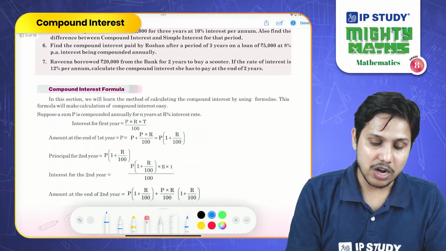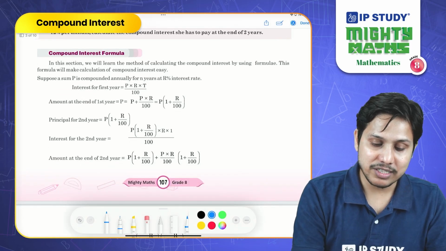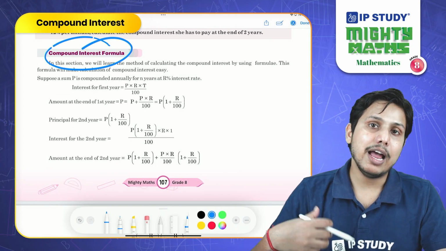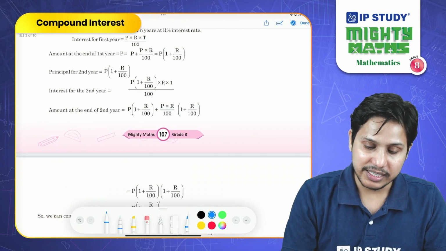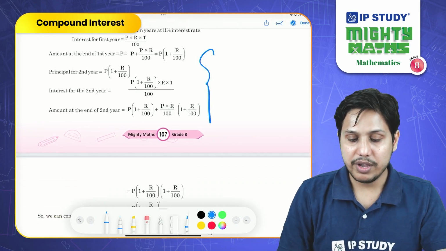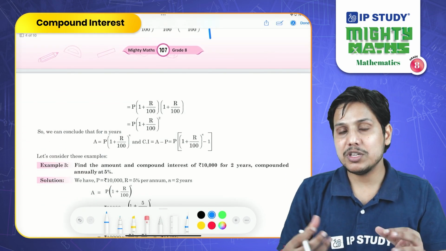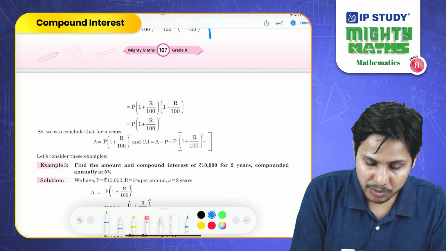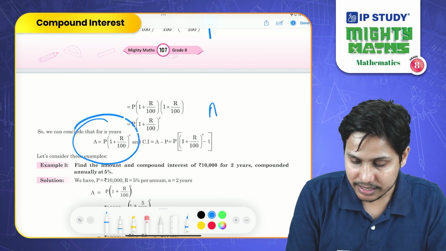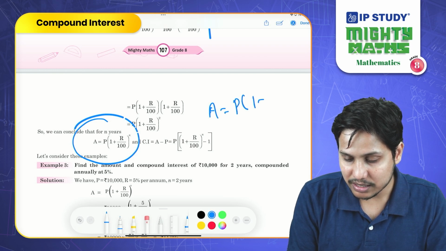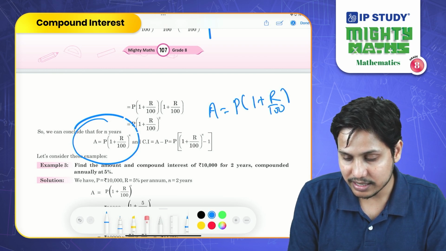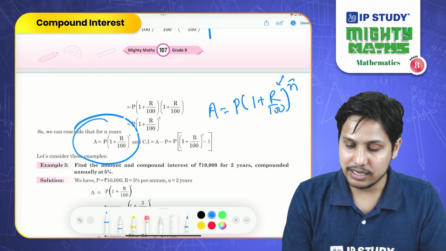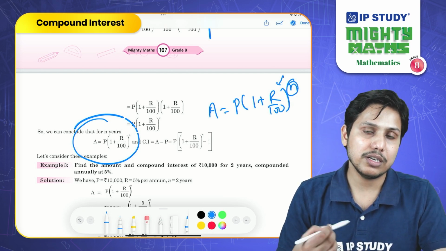Now the second topic is compound interest formula. So instead of finding out simple interest over the year again and again, we can have a direct formula, and the derivation you can go through where they have applied how much will be the amount after 1 year, then 2 years, then 3 years, and a general formula is obtained where A is equal to P times (1 plus R over 100) to the power N, where R is the rate of interest and N is the time period for which the amount is taken.